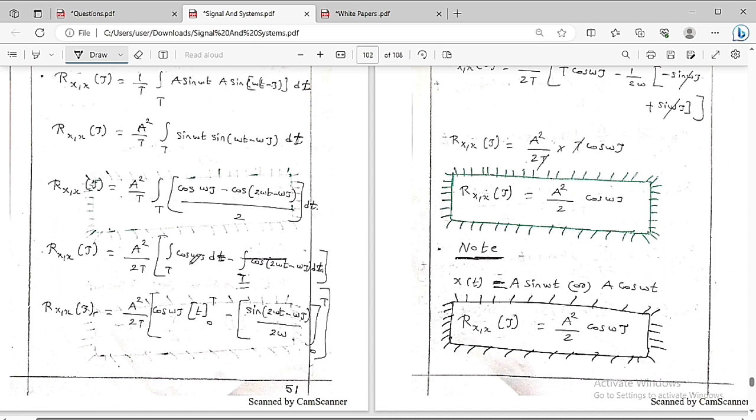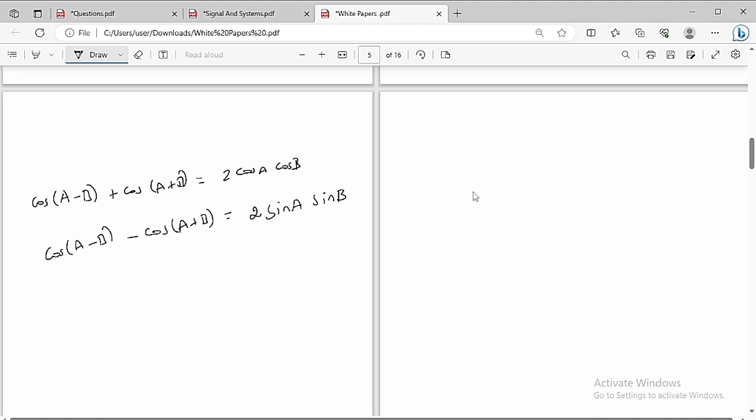So A squared over 2T, as we are integrating with respect to t, tau is a fixed value, so take it out of the integration. So cos omega tau into the integration of 1, which is nothing but t, with limits 0 to capital T, minus... As you can see clearly, t is a variable but tau is fixed. I have already told you that the integration of cos of n omega t plus or minus phi over a complete time period is always equal to 0.